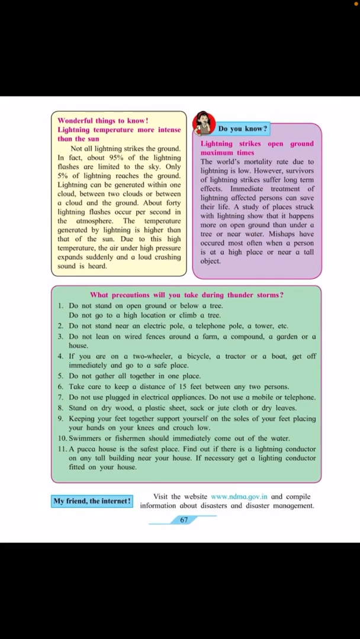lightning strikes open grounds maximum times? So read that paragraph. Then the green box: what precautions will you take during thunderstorms? So please read it over there. You should know this. It's common sense. It is useful for us because we may face so many problems later in life. You never know how disaster will occur. Now we are facing this greatest disaster of COVID-19. The world is fighting for this. So how do we face these various disasters?